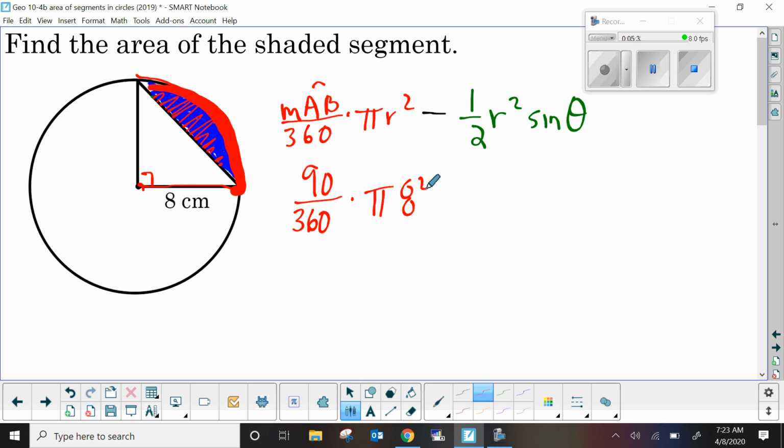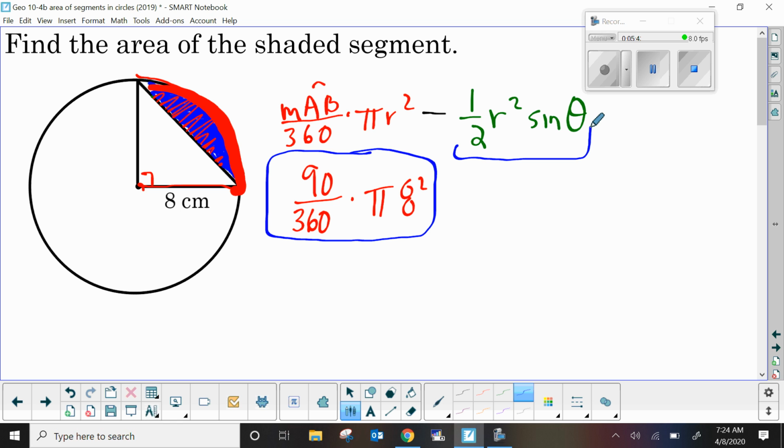Now, if you want, I would work on this part first. Okay. Now, because this part right here, the 1/2 r squared sine theta, will more than likely be a decimal, I'm going to actually turn this entire problem into a decimal. I am not going to leave it in terms of pi. I'm just going to plug 3.14 in for pi and get an actual decimal.